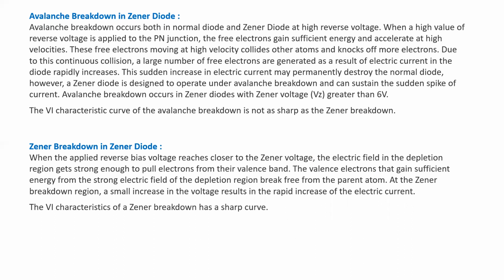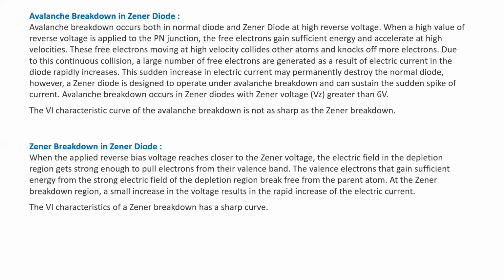So this sudden increase in electric current may permanently destroy the normal diode. But this is not the case for Zener diode. As Zener diode is heavily doped and it operates under avalanche breakdown, it can sustain the sudden spike of currents.